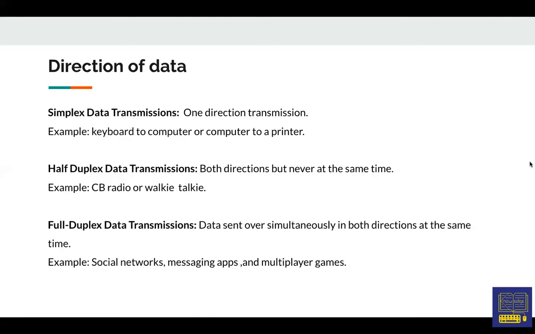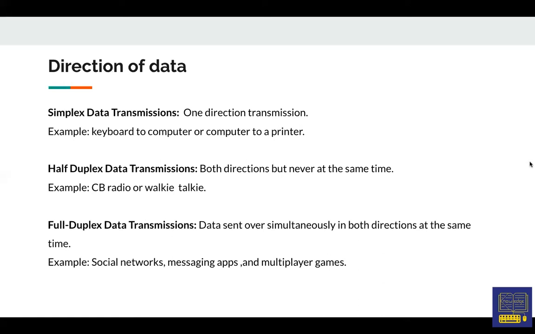Like I said, there could be a system where only one device is the sender and one is the receiver. That is simplex data transmission, or one direction. Imagine your computer and your printer. Your computer is the only device in that network that can send data. The job of the printer is only to receive data, and it cannot send any kind of data back. Similarly, see your keyboard and your computer. When you type something, your keyboard is sending the data to your computer, but the computer cannot send back any data to the keyboard. So that is simplex data transmission, or one direction data transmission.